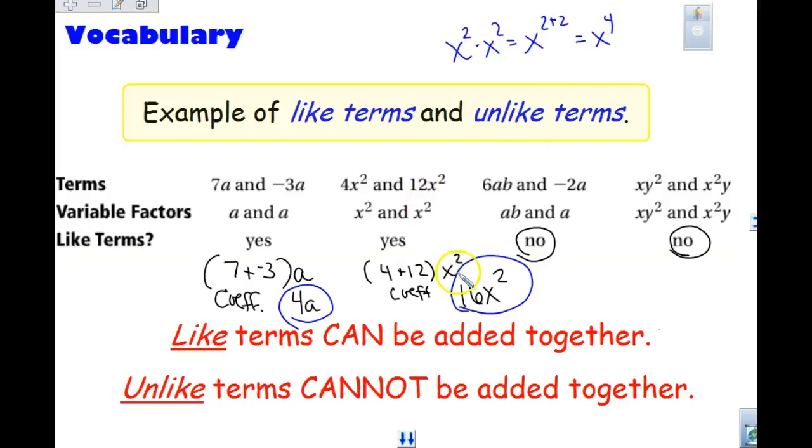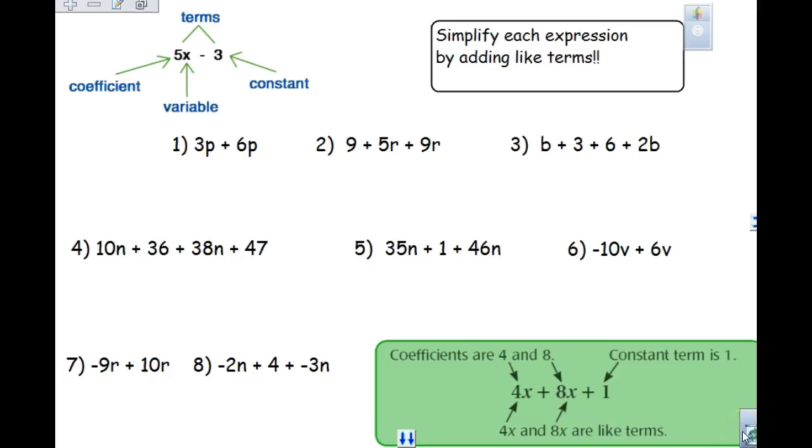If you add an x squared and an x squared, you can't. It's just x squared. So like terms can be added. Like terms can be added together. Unlike ones cannot. Okay. Here is what you're going to be looking at.